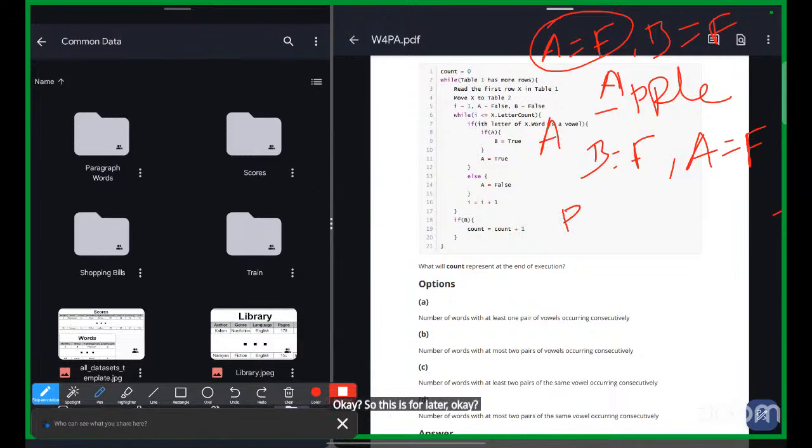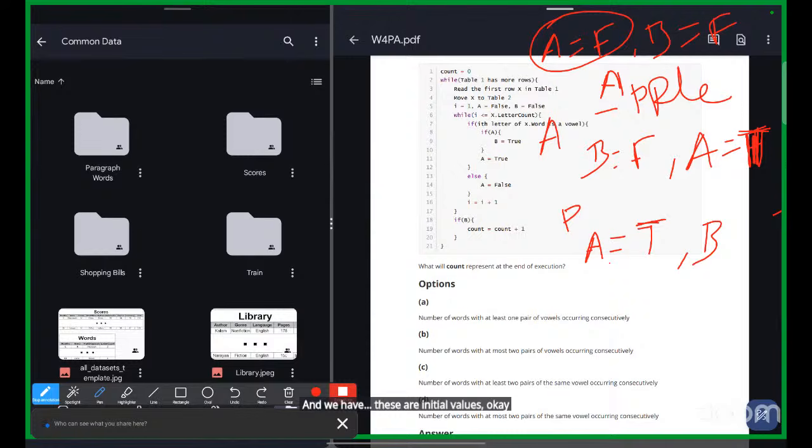Now we move to P. Sorry, this will be in line number 11. We will update this one to true. This will become true. Then we will check P. So for P, what will A evaluate to? A was changed to what? True. So A has value true.